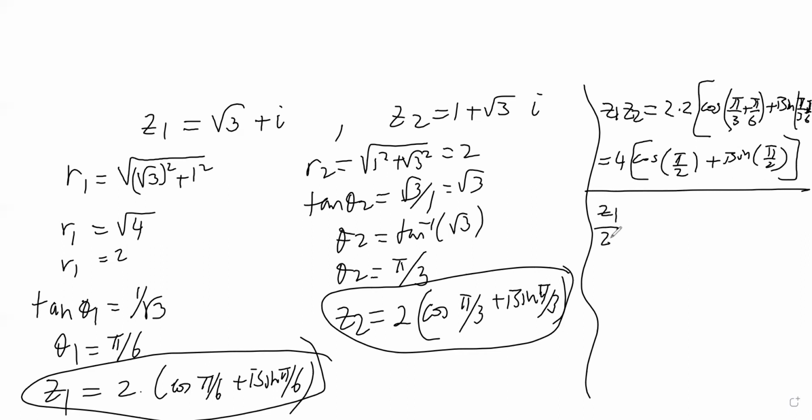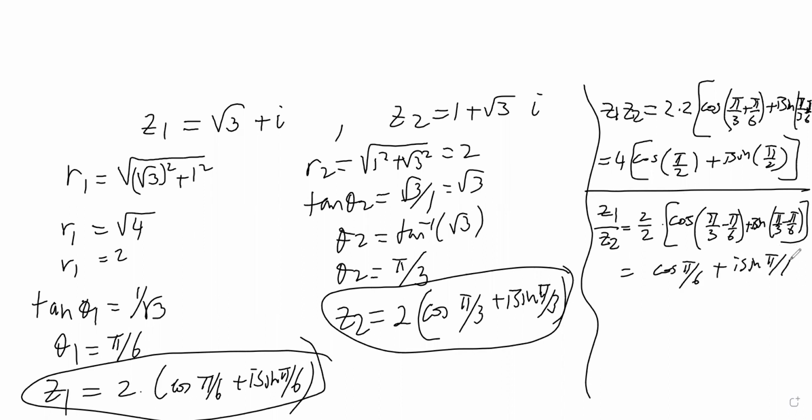And when you divide them, you divide r1 and r2, which is 2 over 2, which is 1. Then you subtract the angle this time. So you will do pi over 3 minus pi over 6, I sine of pi over 3 minus pi over 6, which will be pi over 6. So that's 1 times cosine of pi over 6 plus I sine of pi over 6.